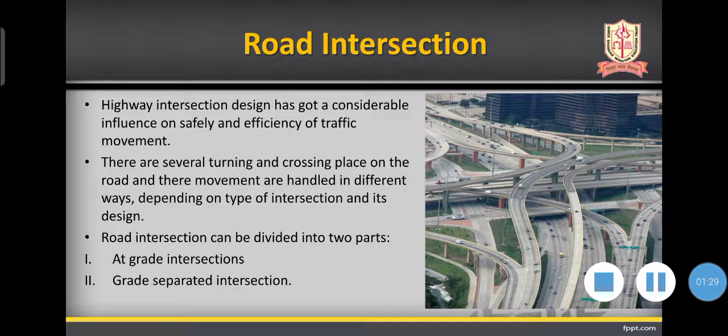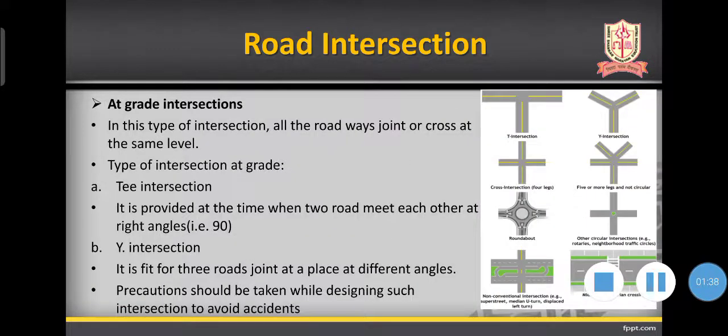So there are two types of intersection. The first is at grade and the second is grade separated intersection. Let me study the first one, that is the at grade intersection. As you can see in the diagram, that is the at grade intersection. What is an at grade intersection?